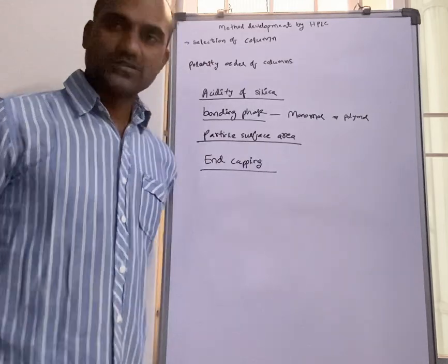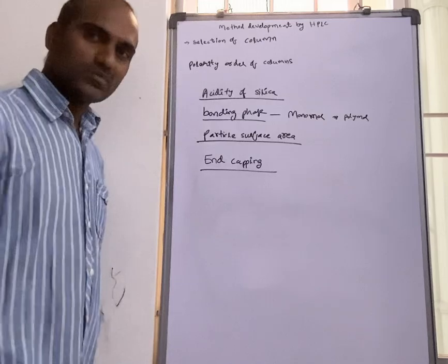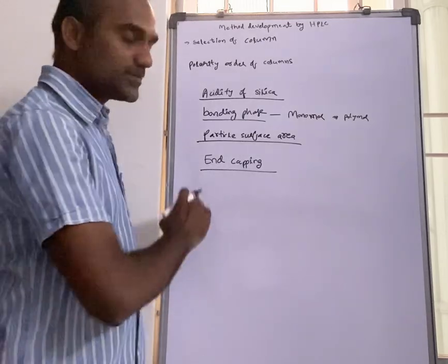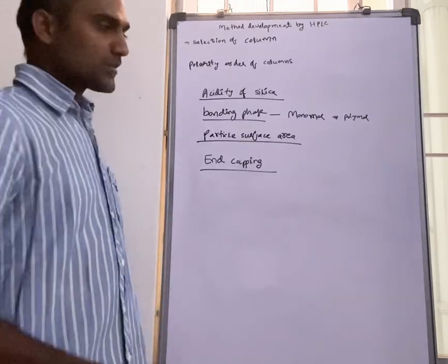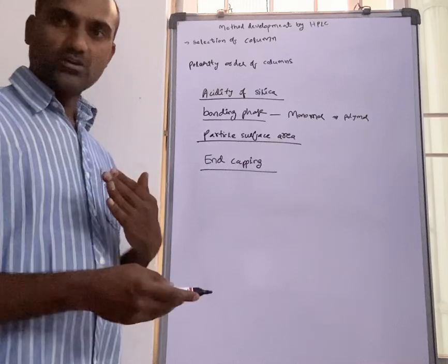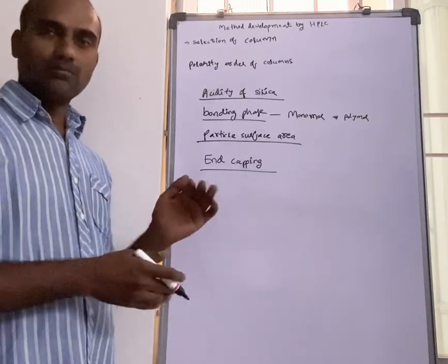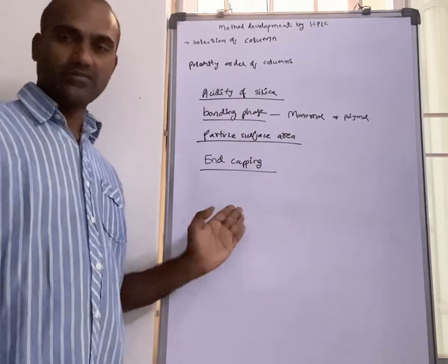Zorbax C18 has end capping, and Zorbax SB-C18 means no end capping. So like that, small differences are there. Both are C18 only, but there will be slight variations in the internal arrangement. So these are some of the differences between different brands.